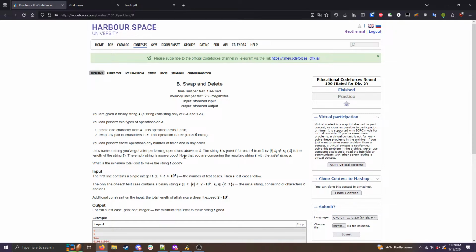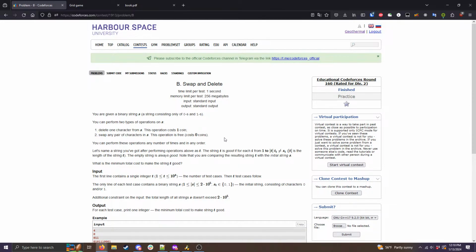So we have a string S, and we can perform an operation where we delete a character from S, and that costs 1 coin, or we can swap any pair of characters for free. And we want to create a good string, where a good string means that for each i from 1 to the length of t, s_i is not equal to t_i. The empty string is always good. What's the minimum cost to make the string t good?